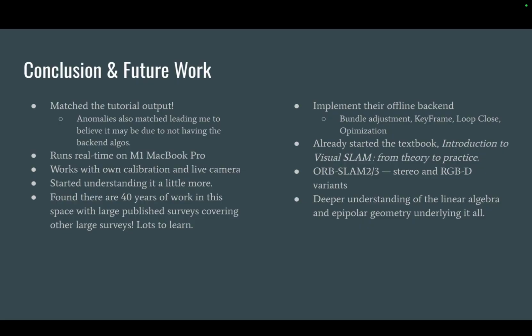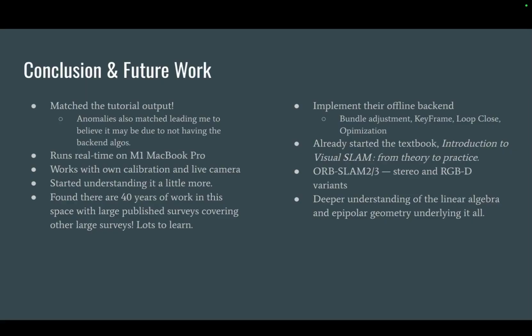For future work, I would love to go further into implementing. They do have some offline style backends like in Jupyter notebooks where you can do a more computationally intensive bundle adjustment, keyframe, and loop closure, and I'd really like to try that and then move towards one of these more modern methods such as ORB-SLAM, either 2 or 3, and get that live. It would also be really cool to play with either the stereo or the RGB-D depth variants.